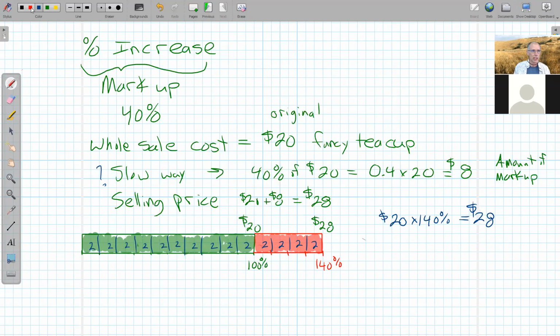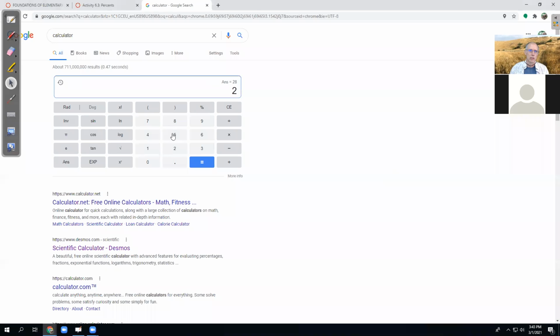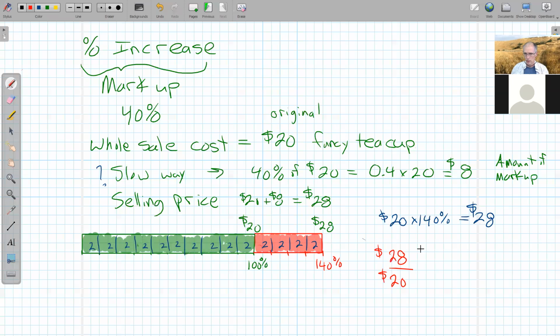Other things I can double check here. If I take the ending price, the $28, and I divide it by the original price, the $20, what is that going to give me? Think about that for a second. It gives me 140%, which my calculator called 1 4/10. Or if we want, we could put a 0 on there, 1 40/100.